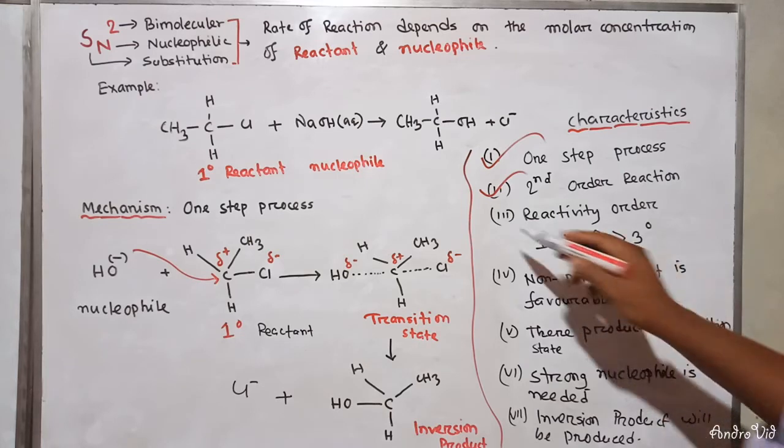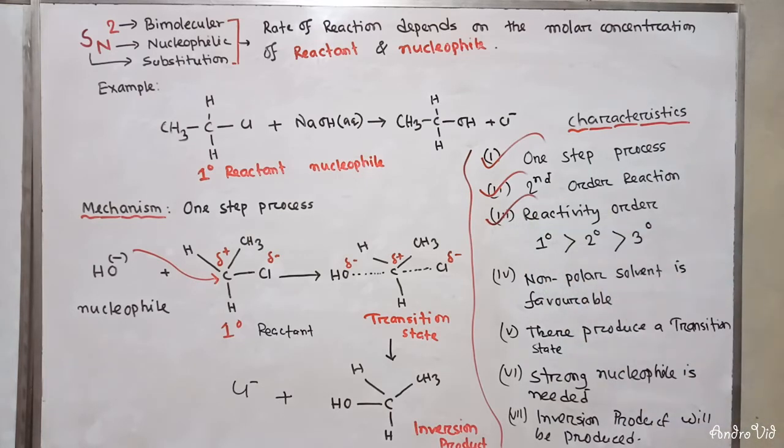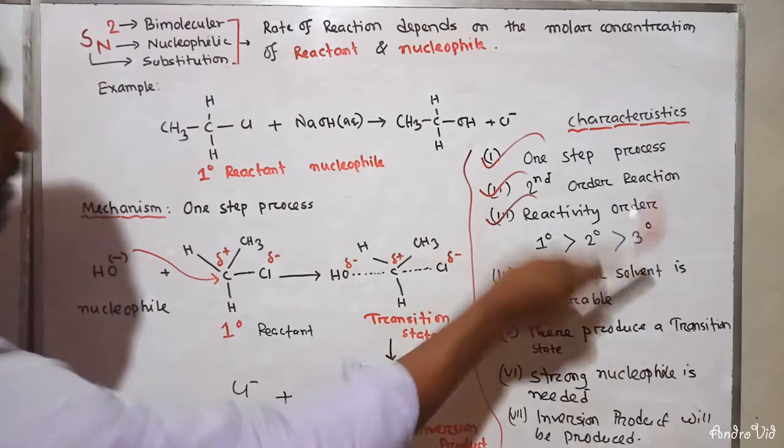Now the third point, reactivity order. In the reactivity order, 1 degree alkyl halide is more favorable in case of SN2 reaction than 2 degree and then 3 degree. Now the question is, why? This is a very important question. So again I would like to focus on the mechanism to understand why the reactivity order is like this.